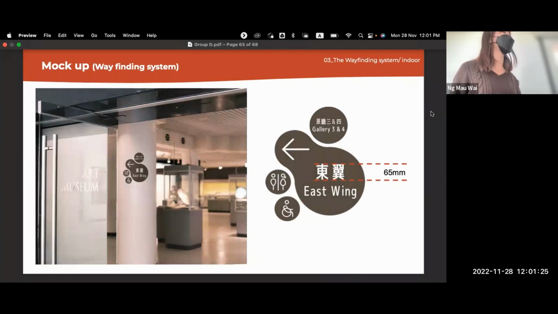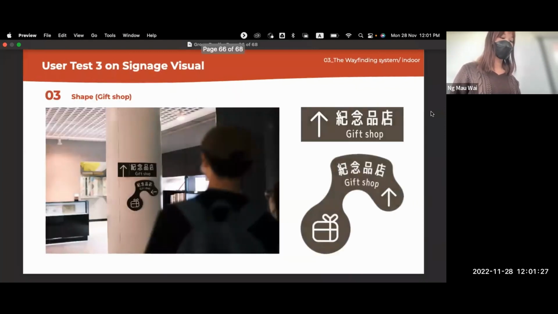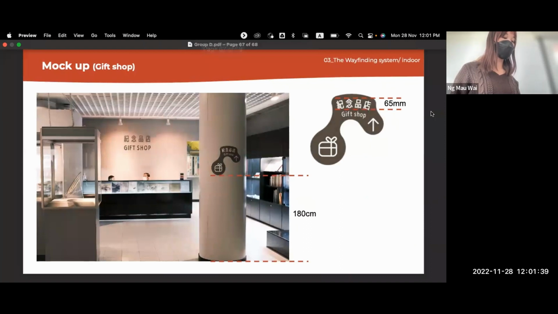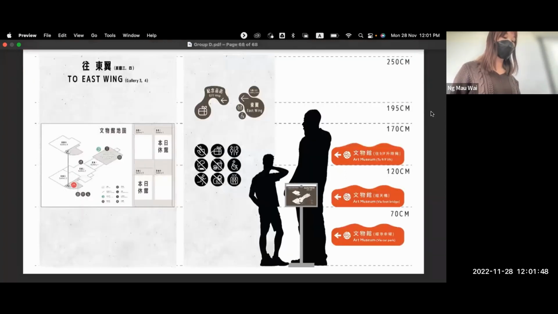People can understand that the left-hand side is the East Wing and Gallery 3 and 4 immediately when they go into the art museum. And finally, we did the user test for the shape of gift shop wayfinding, and the feedback from them also shows that the irregular shape is more suitable. And here is the mock-up for gift shop wayfinding, and it can separate the gift shop area from the exhibition area.